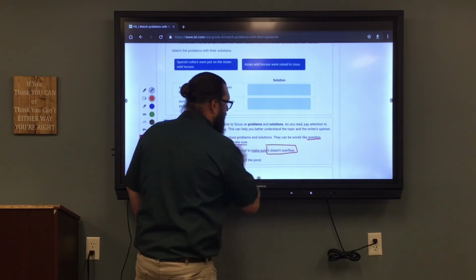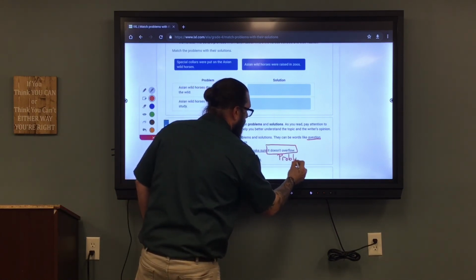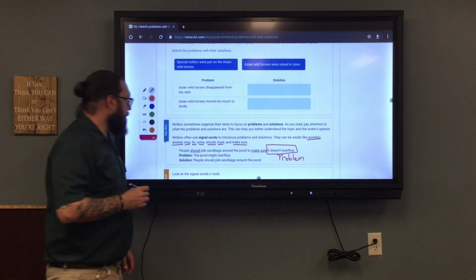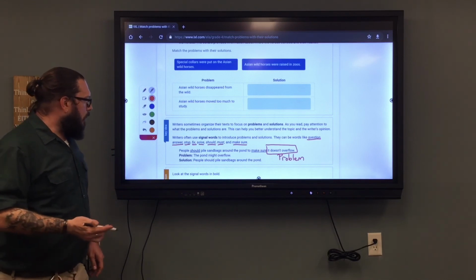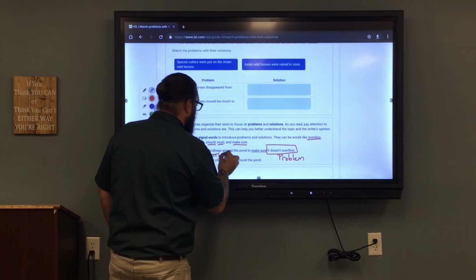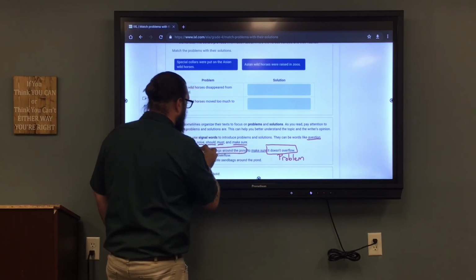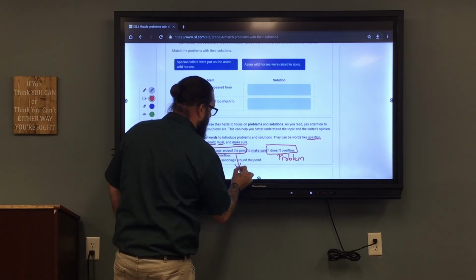The problem listed here is that the pond could overflow. How do we address that problem? By piling sandbags around the pond. So this would be our solution.